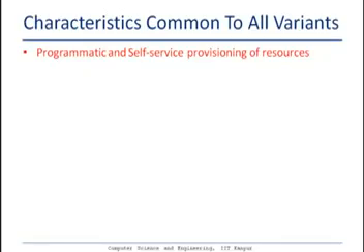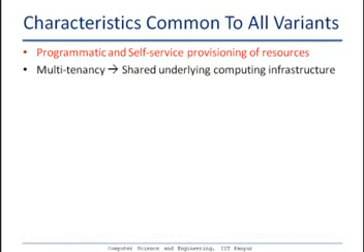Another characteristic that is important and common for most of the cloud variants is multi-tenancy. What it means is that for a cloud platform, there are multiple consumers that are sharing the common underlying computing infrastructure that is set up by the cloud provider. For example, for an infrastructure as a service cloud, different virtual machines of different consumers could be running on a single shared physical host. So in that sense, there is a sense of multi-tenancy.